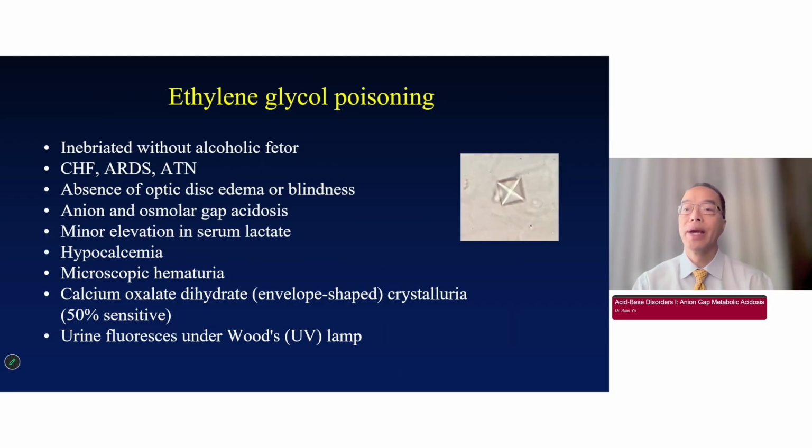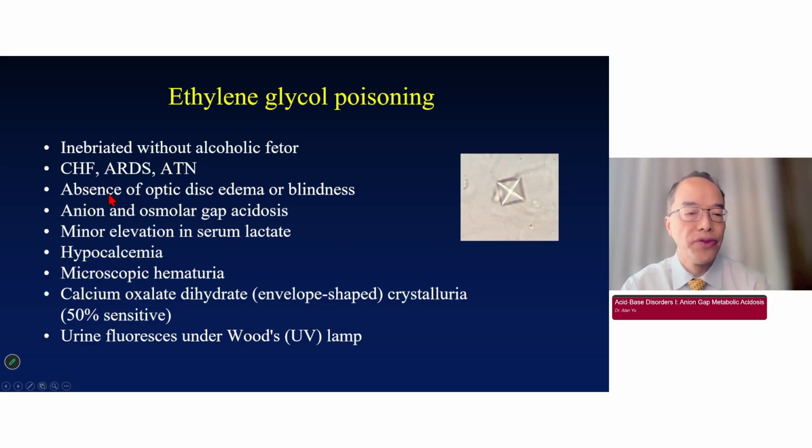Okay, so for the remainder of this part of the talk, I'm going to talk a little bit about the different specific causes of anion gap acidosis. So let's start with ethylene glycol poisoning. Ethylene glycol is commonly added as a solvent to antifreeze, for example, because it lowers the freezing point of solutions. When patients take this, they can appear to be inebriated, just like alcohol poisoning, but you usually can't smell the alcohol.